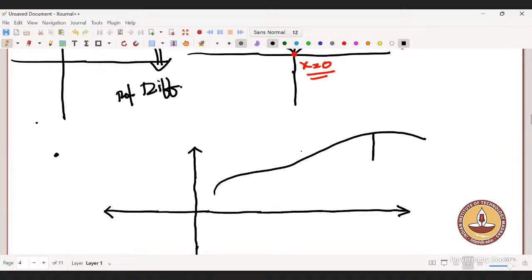And let's say this is your point A, right? That's question number 5 of the practice assignment, sir. I'll come to that, just a minute. So this is your A comma f of A, right?